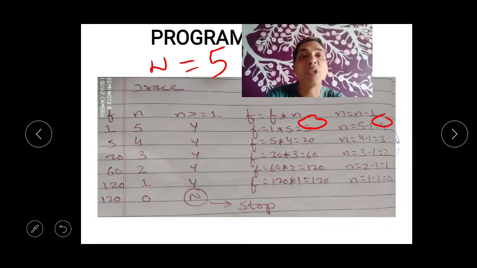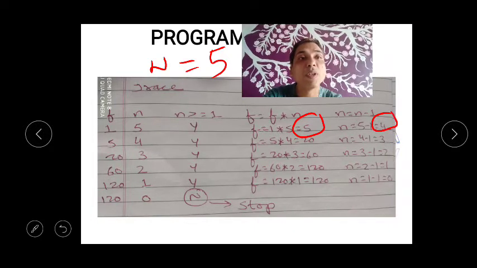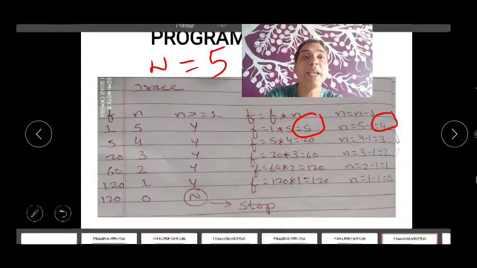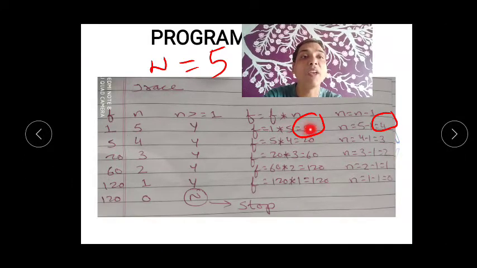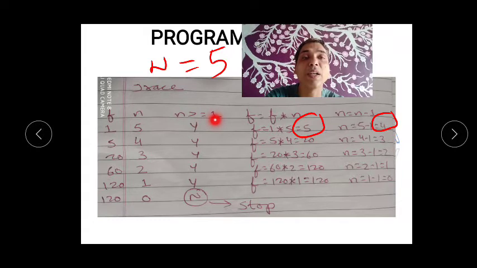Okay, so the latest values of f and n are: f becomes 5 and n becomes 4. Okay, now you have to continue, because since this is true you have to continue. Now what is written here? n is greater than 1. What is the value of n? 4. 4 is greater than 1.